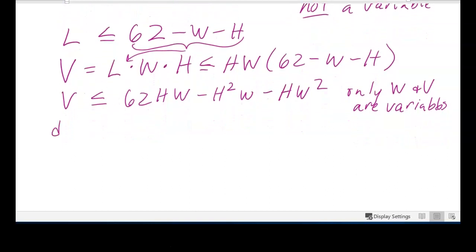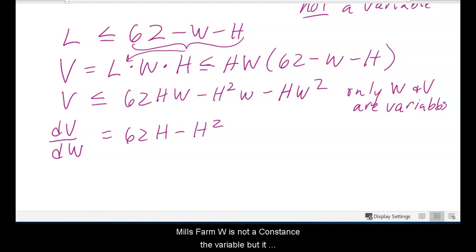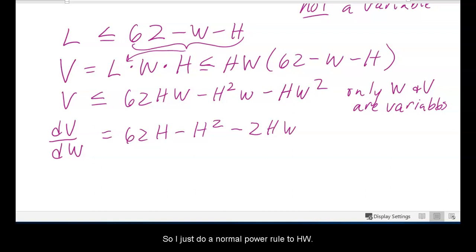So now I'm going to take the derivative of volume with respect to the width, which would give me 62h minus, again, h is a constant, so this gives me h squared for the middle term. W is not a constant, it's the variable, but it matches the differential. So I just do a normal power rule, 2hw. This is the first derivative.